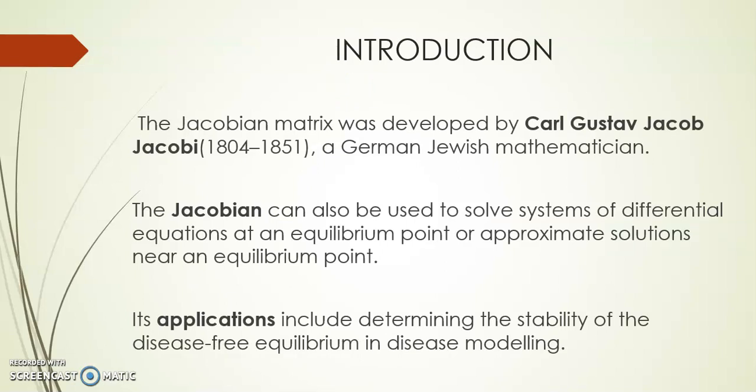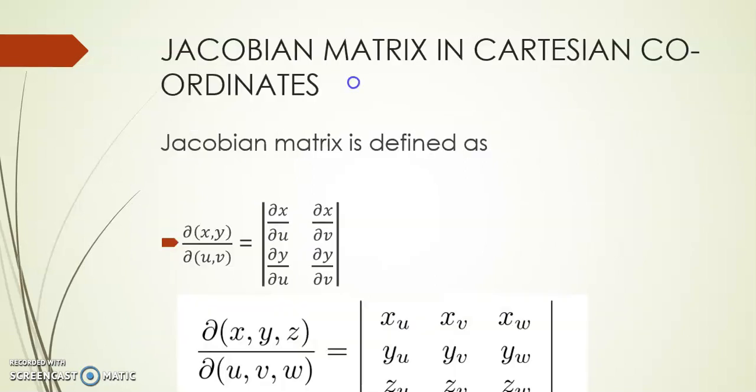The Jacobian matrix was developed by Carl Gustav Jacobi, a German Jewish mathematician. The Jacobian can also be used to solve systems of differential equations at an equilibrium point or approximate solutions near an equilibrium point. Its applications include determining the stability of the disease-free equilibrium in disease modeling.